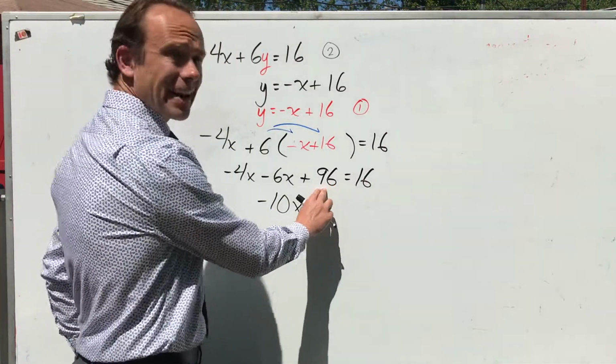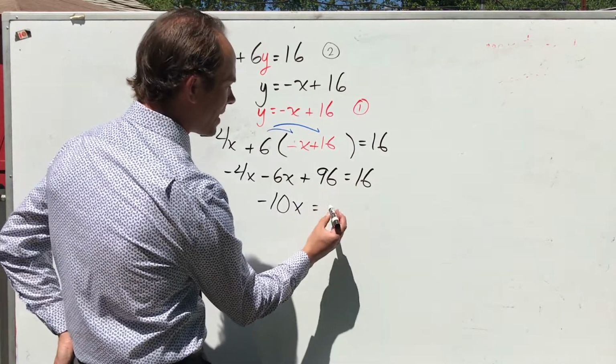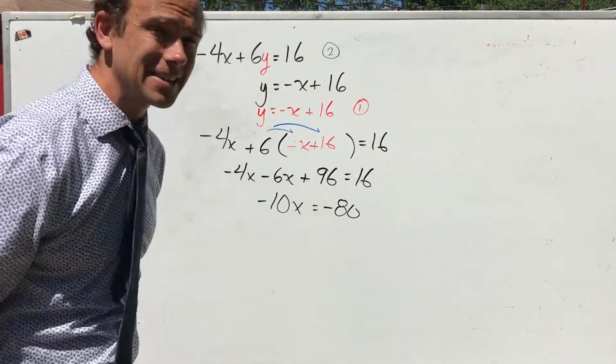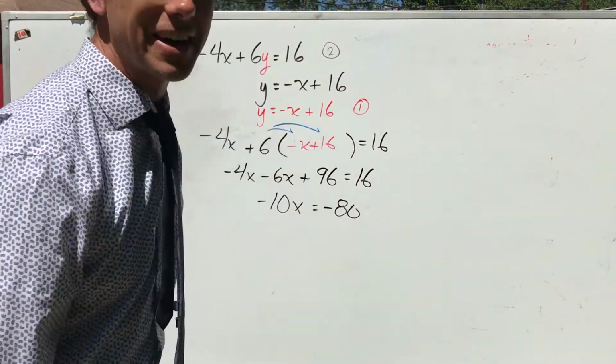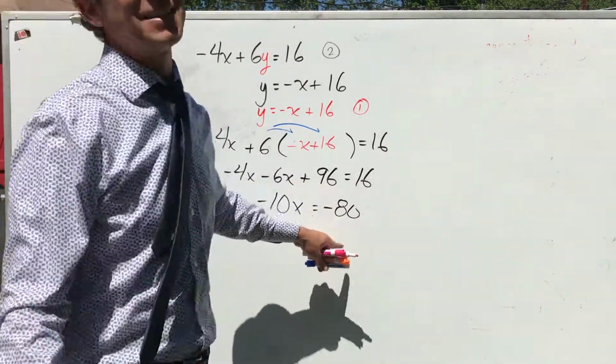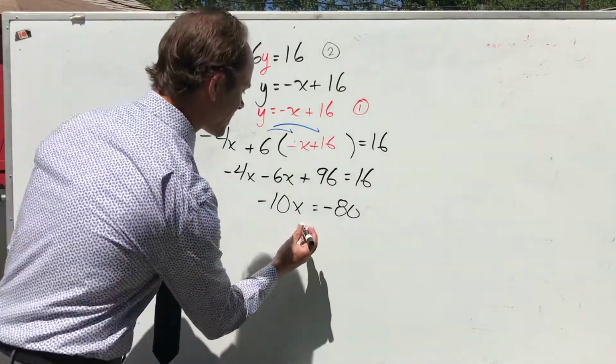So by that I have to subtract it. All right, so then that's going to give me minus 80. 16 minus 96 is negative 80. Okay, you got $16. You borrow 96, you minus 80. All right, so now I'm going to divide everything by negative 10.